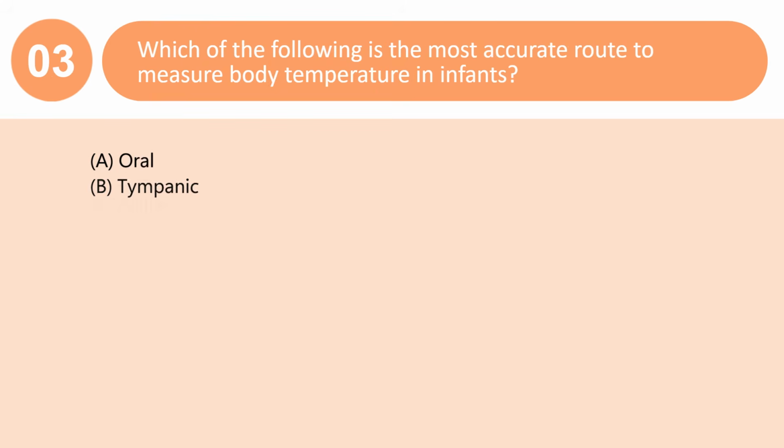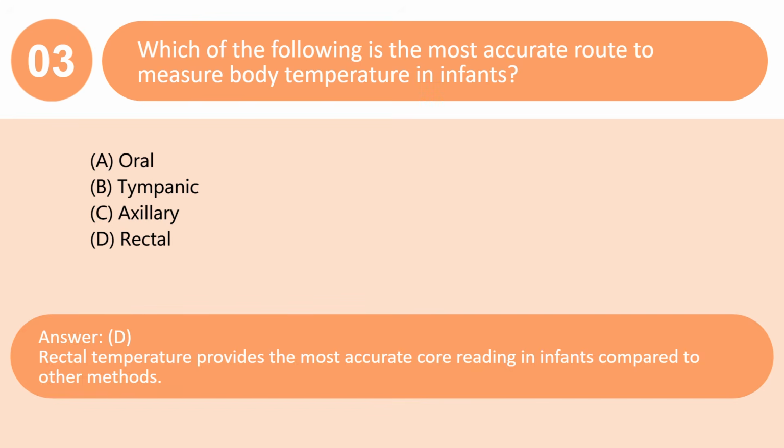Which of the following is the most accurate route to measure body temperature in infants? A. Oral. B. Tympanic. C. Axillary. D. Rectal. Answer D. Rectal temperature provides the most accurate core reading in infants compared to other methods.